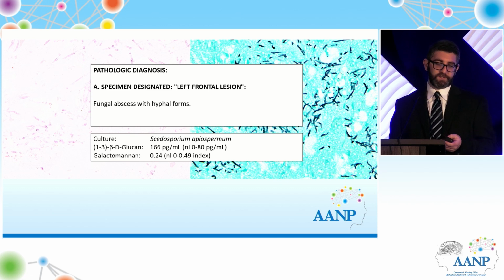In culture, this actually turned out to be Scedosporium apiospermum, which is usually bad news in immunosuppressed patients. They tend to do very poorly. This also will be positive by 1,3-beta-D-glucan, like many other fungi, but it'll be negative for galactomannan, which can help you distinguish it from aspergillus.